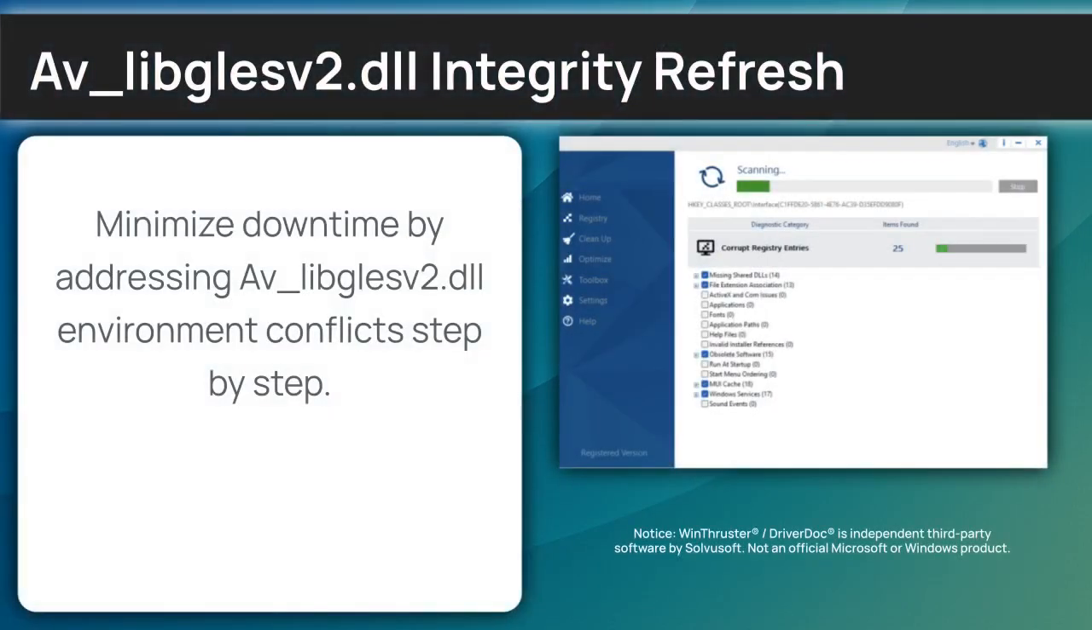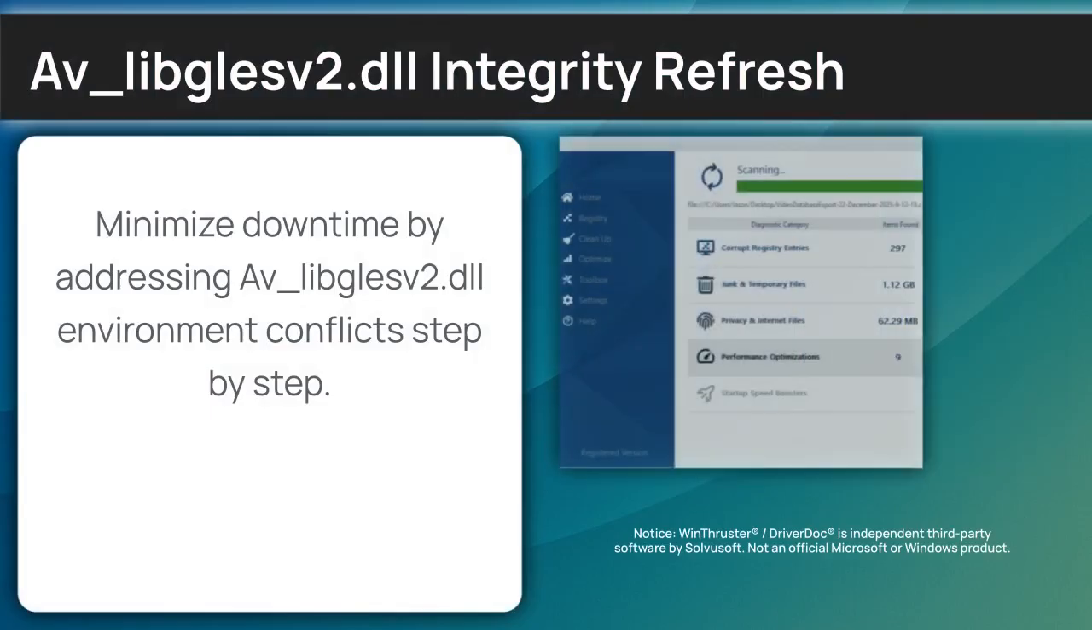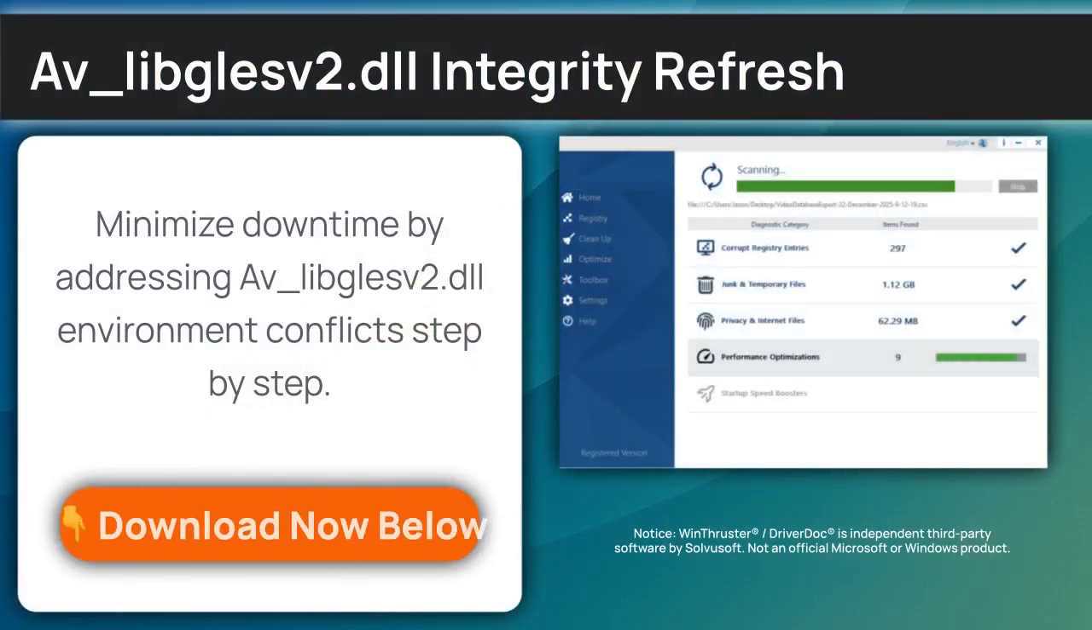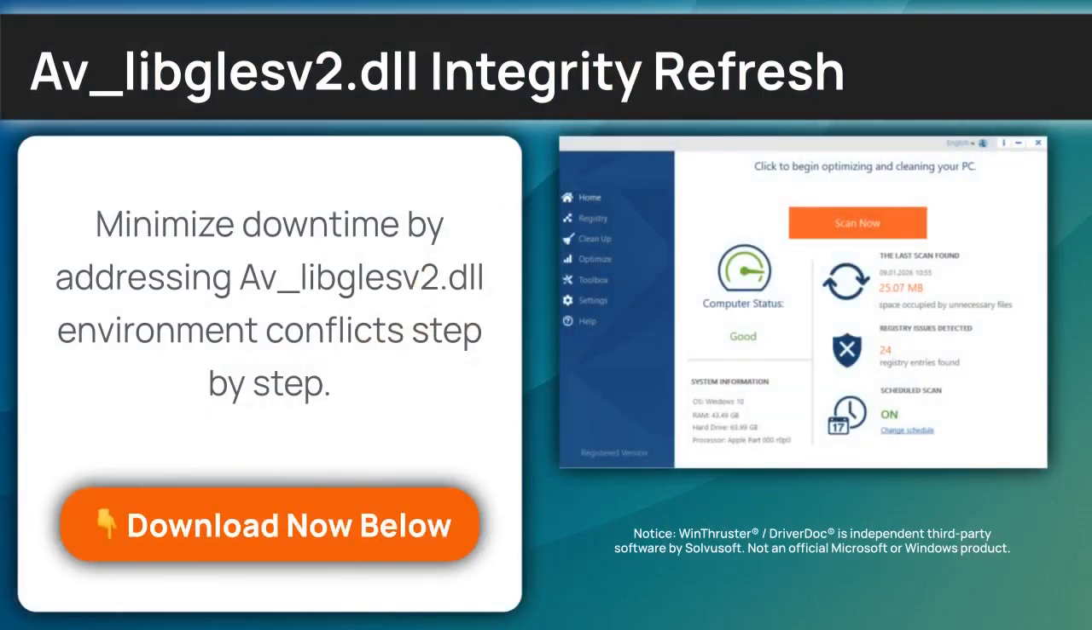Before we get started with audio-video libGL ES version 2, you may want to try the diagnostic path below to ensure your system is properly synchronized.